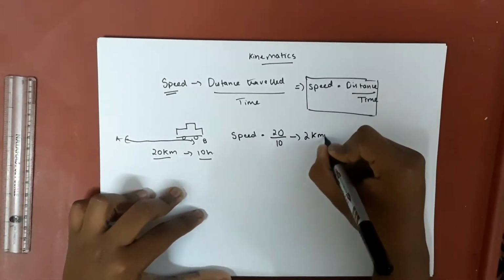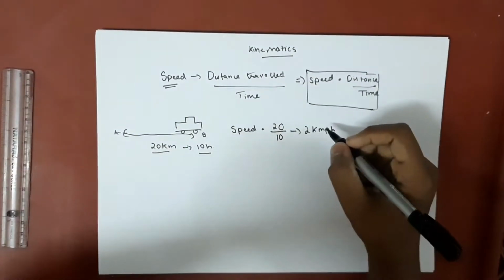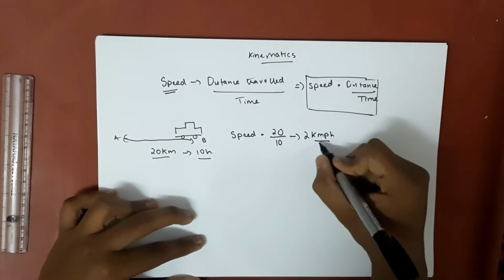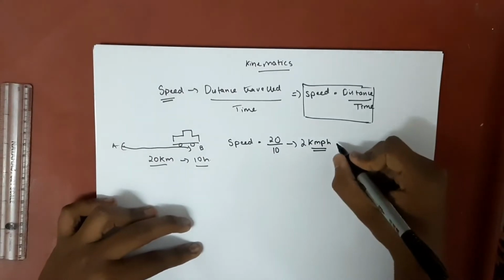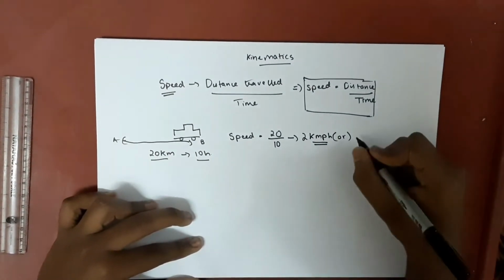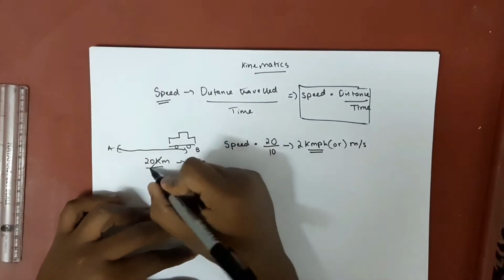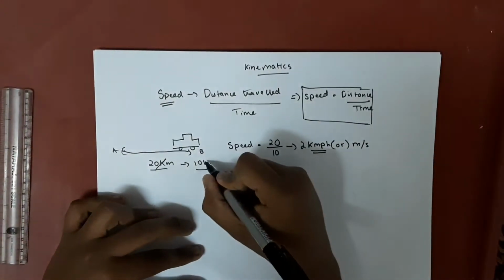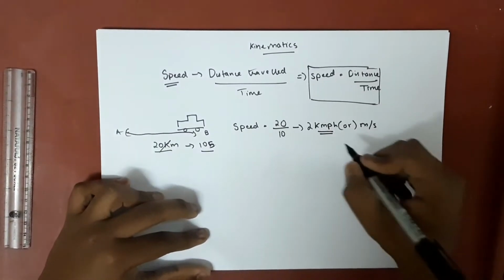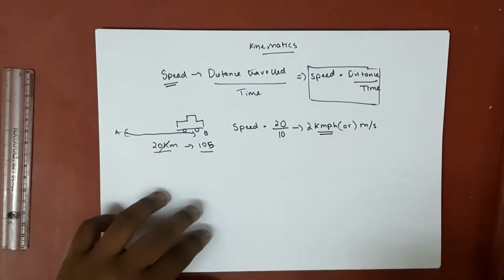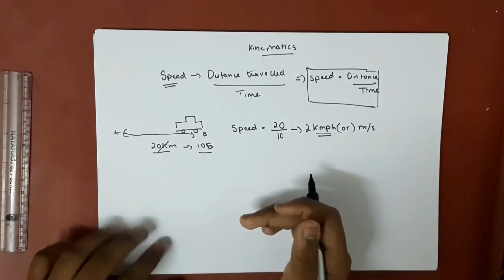2 kilometers per hour. Now, the unit for speed is kilometers per hour, or meter per second. It depends. If we're having 20 meters over here and 10 seconds over here, our answer is going to be 2 meters per second. It depends on the units given.